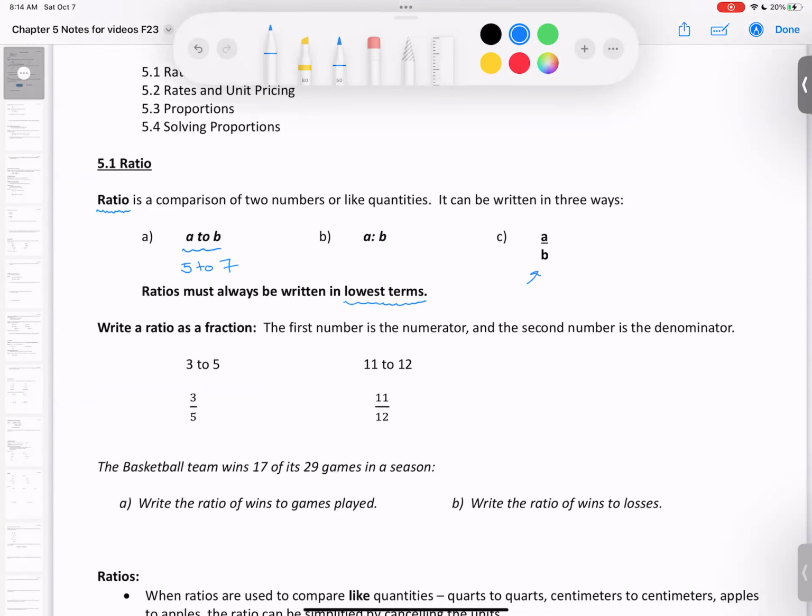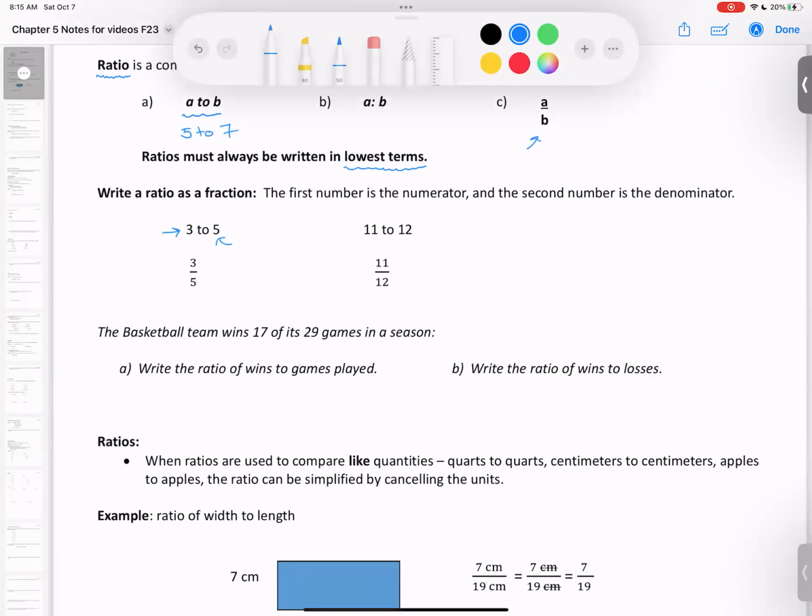So if you were asked to express a ratio as a fraction, so if you were expressing 3 to 5, that first number is always going to be your numerator, and that second number is your denominator. So 3 to 5, another way to write that as a fraction is 3 over 5. 11 to 12, then, we could write as 11 over 12.